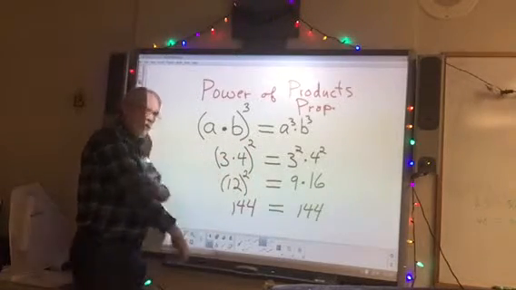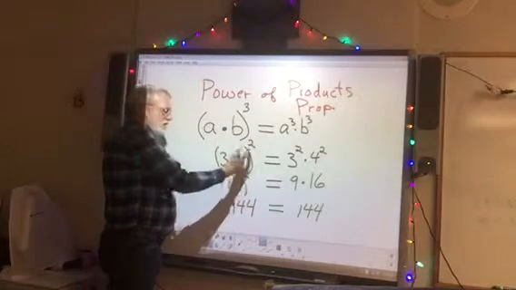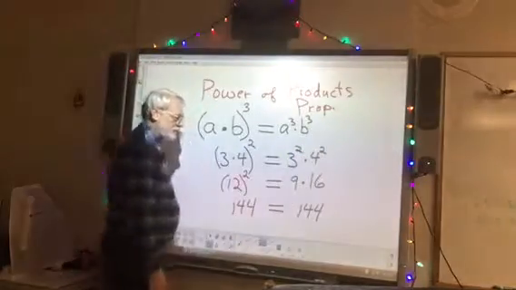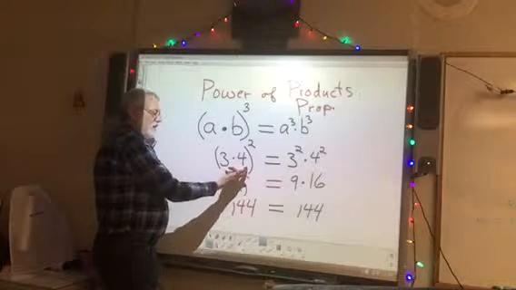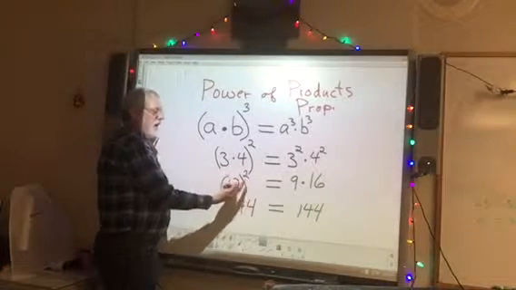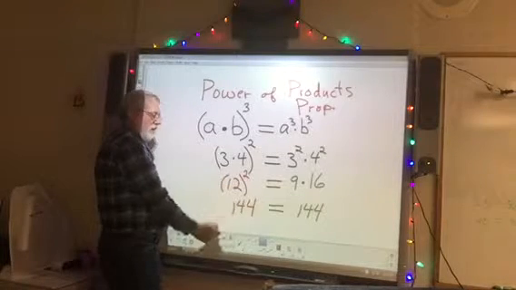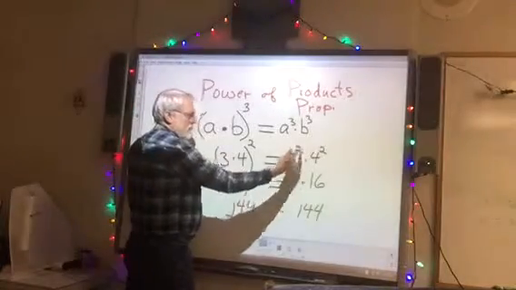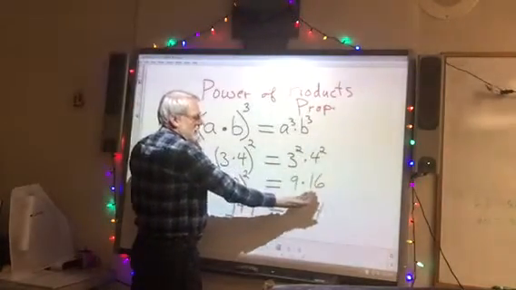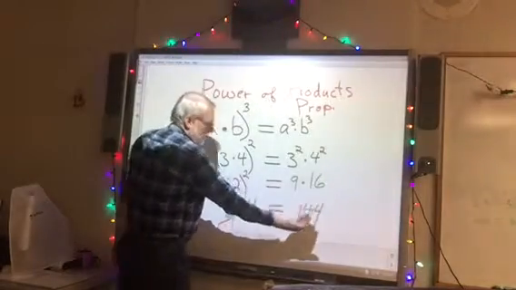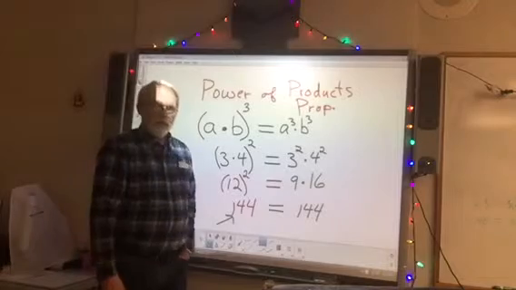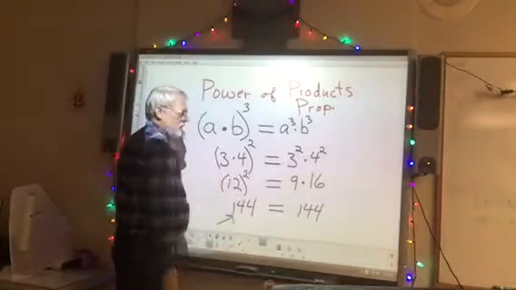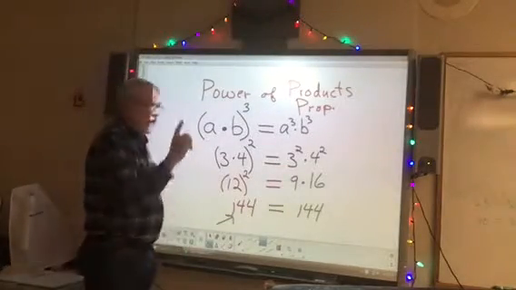And this, you can show that it works by going both directions. We can put this with each of these. So we have 3 squared times 4 squared. Or we could do this product, 3 times 4, which is 12, and then square that. Of course, 12 to the 2nd power is 144. 3 squared is 9, 4 squared is 16, and 9 times 16 is also 144. And that's where the utility or the usefulness of this comes in, when you can do it either of these two ways. Power of products property.